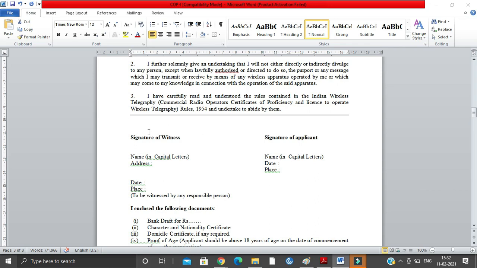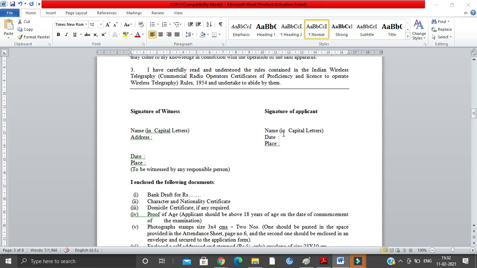Signature of witness, here anyone can put the signature. Your friend, your brother, your sister, your mother, your father, anyone can. Signature of applicant, here you have to put your signature, date, name, place, whatever is required you have to put.